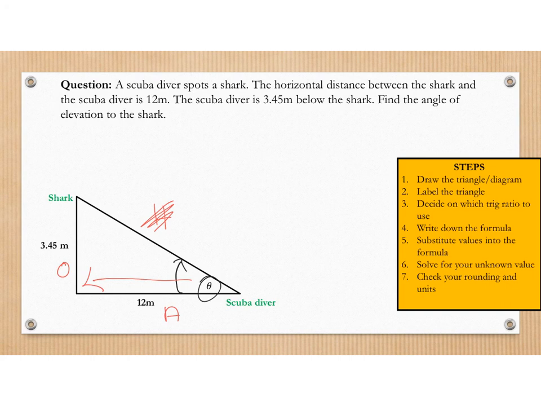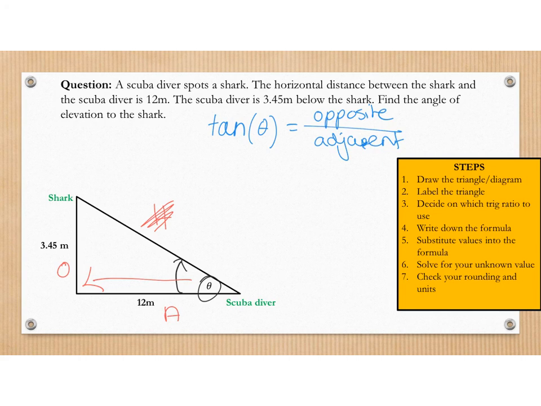And I'm trying to find my angle. So this is a type 3 question. And when I'm using information related to my opposite and my adjacent, I'm going to use my tan ratio. It's always a good idea to write out your ratio or formula. So we've written down the formula.